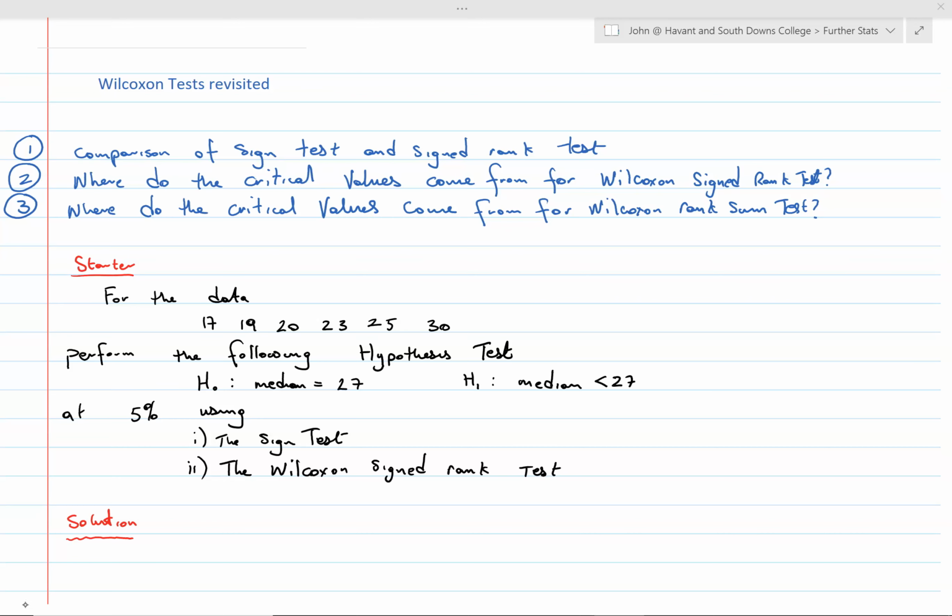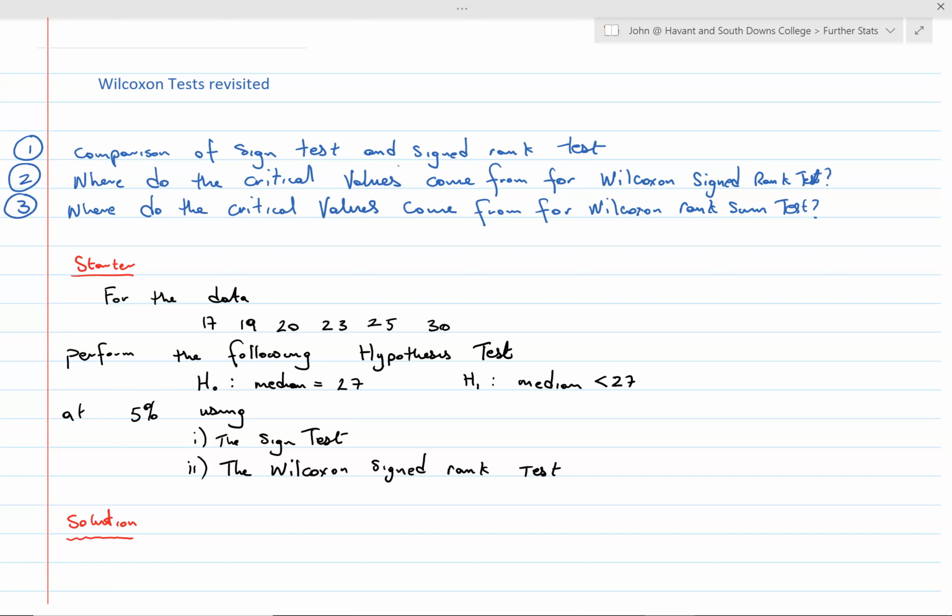It might be nice to look at a comparison between the signed test and the signed rank test. I have mentioned that this one tends to be more powerful. In a sense, it's more likely to pick up a rejection of H0 when it should be rejected. So I just want to, through a simple example, look at that. Through that same example, we'll look at where these critical values that come from the tables are coming from. And then we might do something similar for the Wilcoxon rank-sum test as well. We should come on to that.